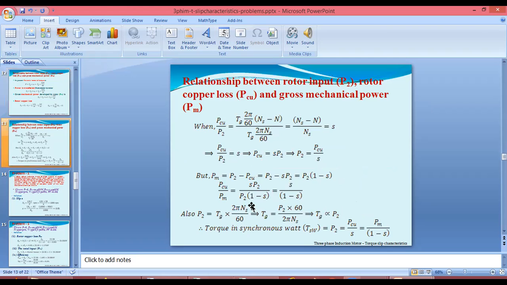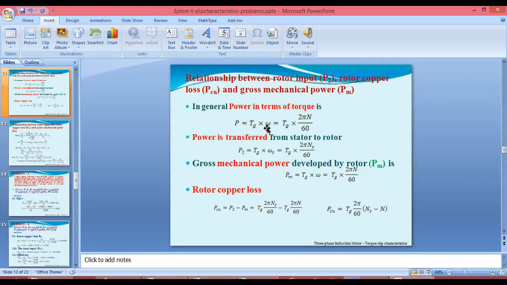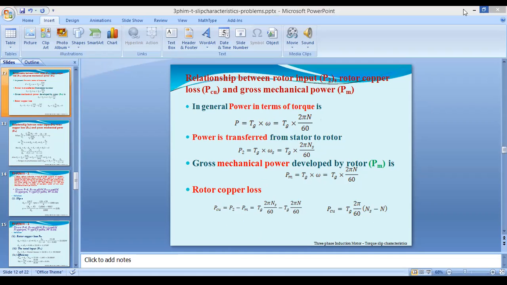Okay, so we will not finish this now. This equation we will see again in the next class. If anyone is facing any issue, you can ask me. We will see these equations again in the next class.